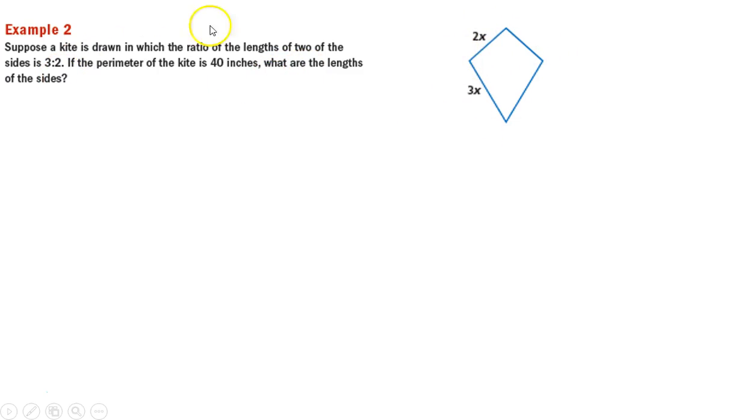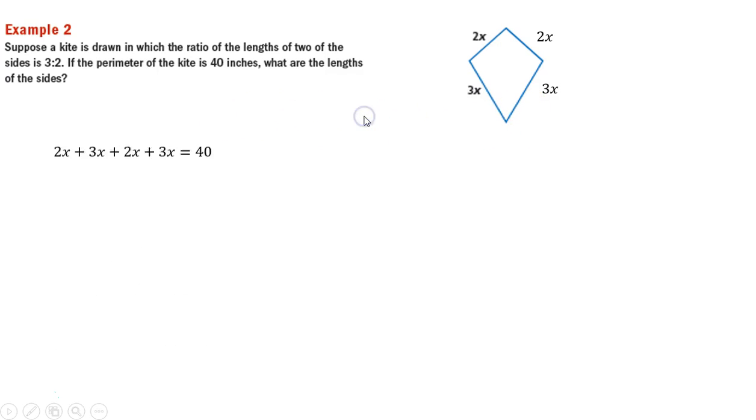Well, they only give us 2 sides, but since we know it's a kite, we know that this side has to be the same as this adjacent side here, and then this side right here has to be the same as this adjacent side of 3x. So that's just because of what we know about a kite. That's the definition of a kite. These two are the same, and then these two are the same. And the perimeter is 40.